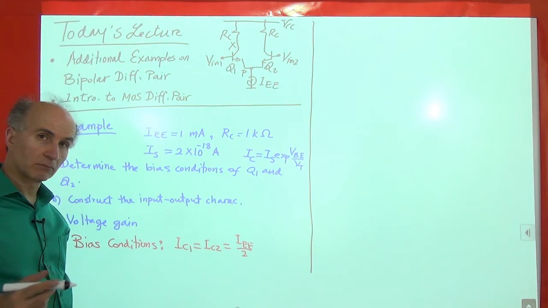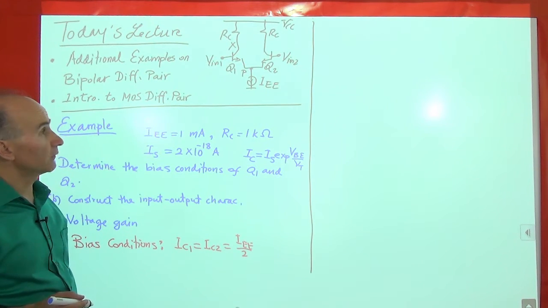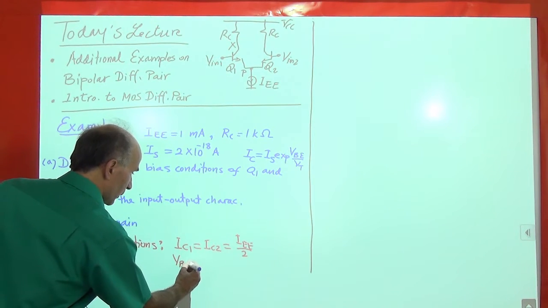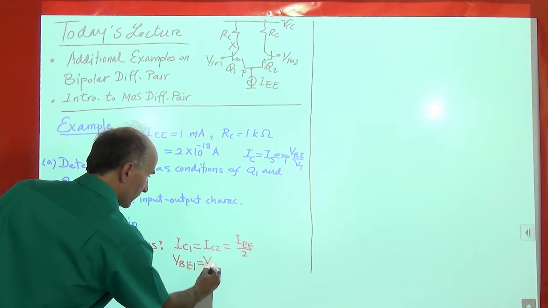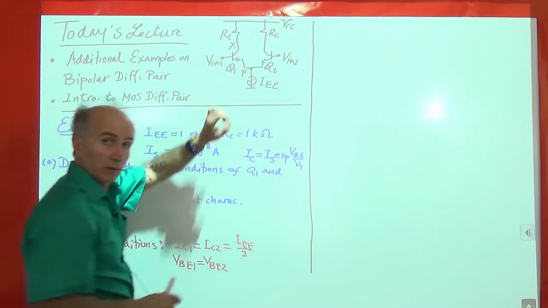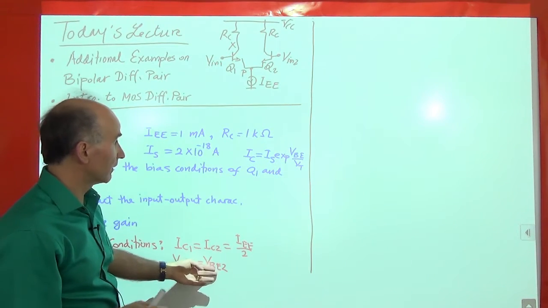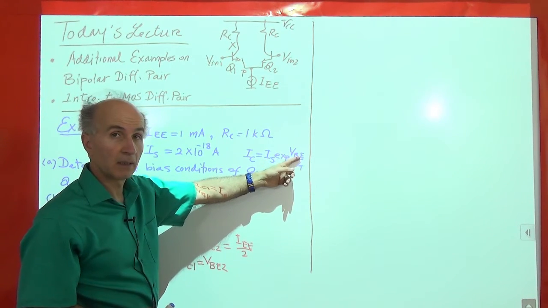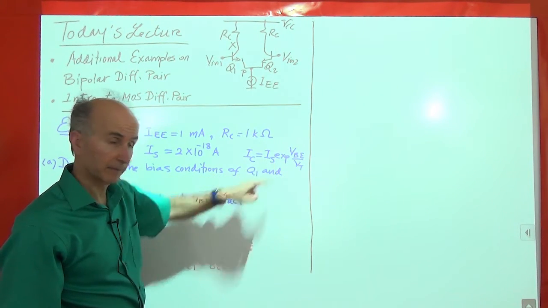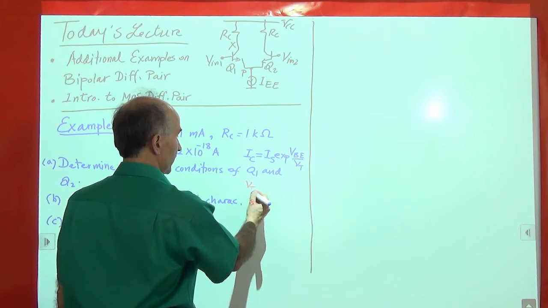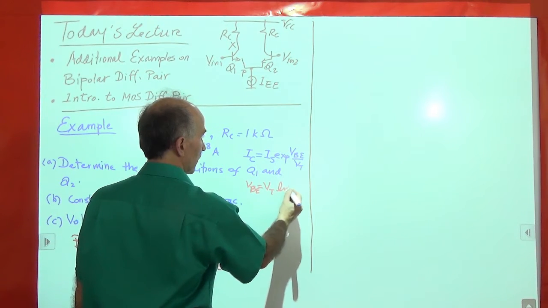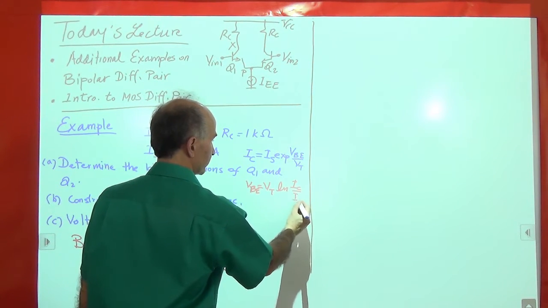What other values do we need? Well, let's try to find the base emitter voltage, right? So how do I find the base emitter voltage? Well, I know that they are equal, again, because we are looking at the circuit with no difference between V in 1 and V in 2. And we know that VBE is given by VT log of IC over IS. So I'll write that here: VBE is VT log of IC over IS.